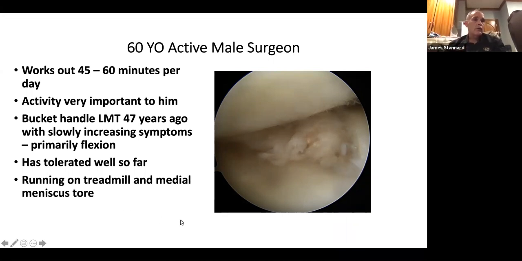And so really cares about the ability to maintain that. Because the initial easy answer would be, you're 60, you've got a problem, maybe we ought to be going to an arthroplasty. Had a bucket handle lateral meniscus tear 47 years prior as a high school wrestling injury, and had slowly increasing symptoms, but mostly in flexion and extension did pretty well, and was able to do all that exercise we're talking about, just not when squatting down a whole lot, and tolerated that really quite well.